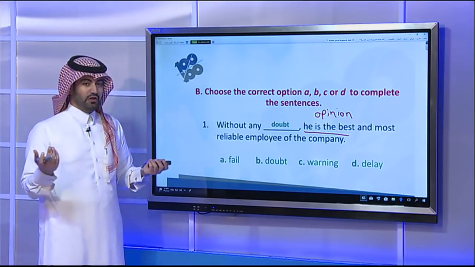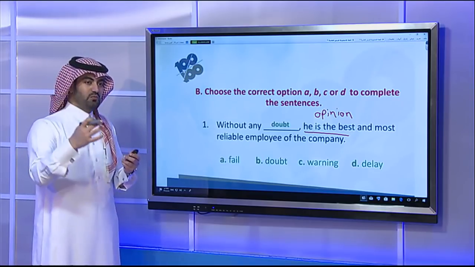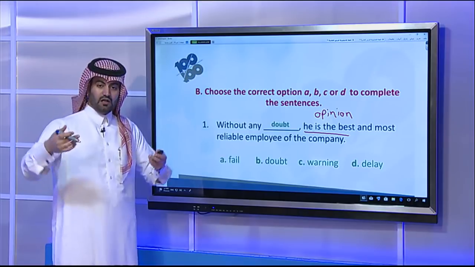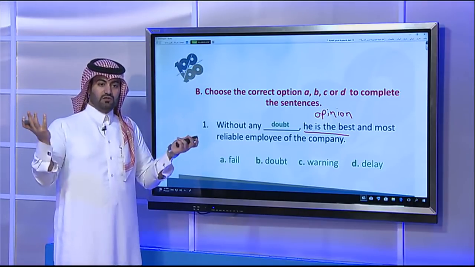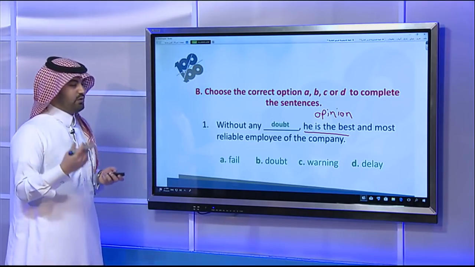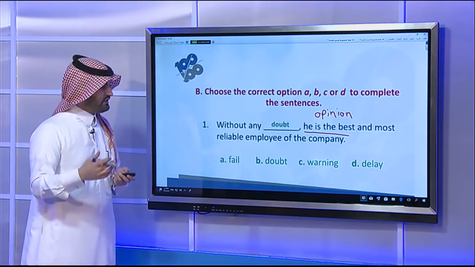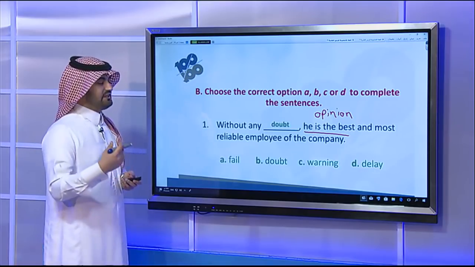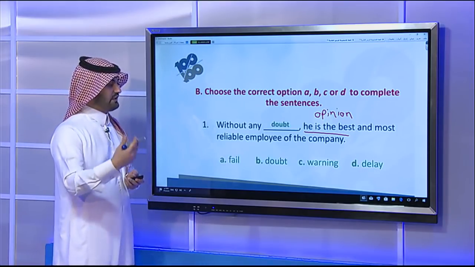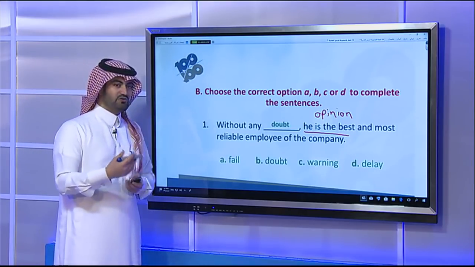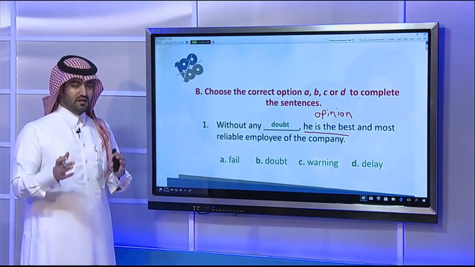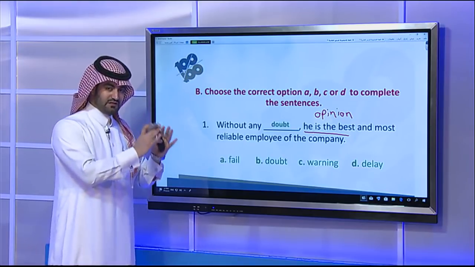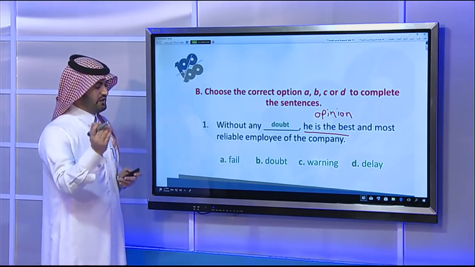Without any warning. When you do something without telling. When you're not telling someone, without any warning, it rained. No one told us. Without any warning. Different meaning, okay? We're not telling. Without any delay. What does without any delay mean? When I say without any delay, it means things that should happen at the same time we planned, without any delay. بدون أي تأخير.